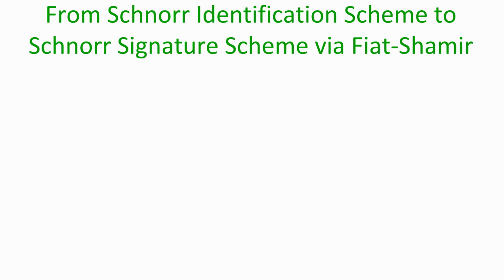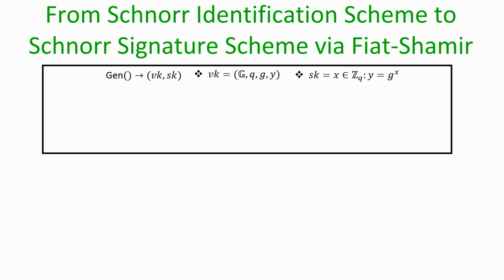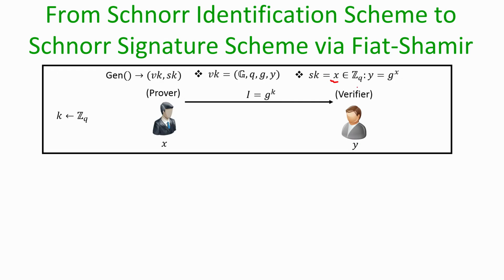I stress that this Fiat-Shamir transformation is a generic transformation. It can be applied on any identification scheme, on any 3 round identification scheme, to obtain a 1 round signature scheme. Here we are applying it in the context of Schnorr's identification scheme. So, recall that in Schnorr's identification scheme, the secret key was the discrete log x of a publicly known value y, and the identification scheme was as follows.